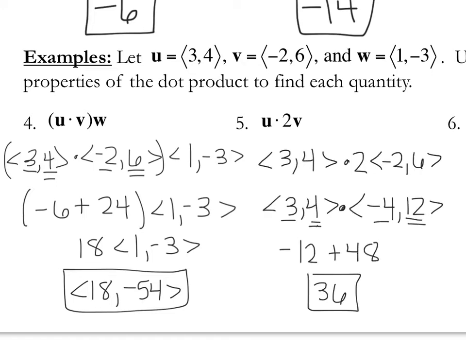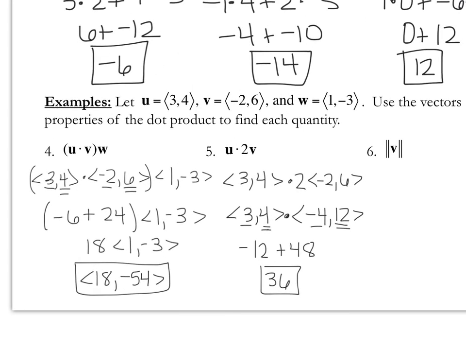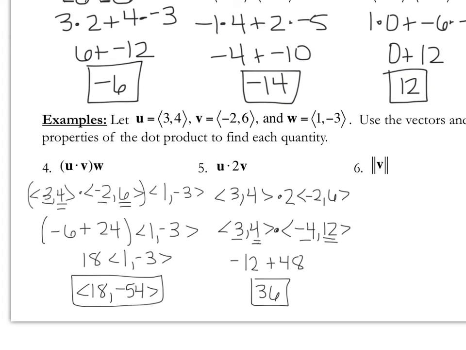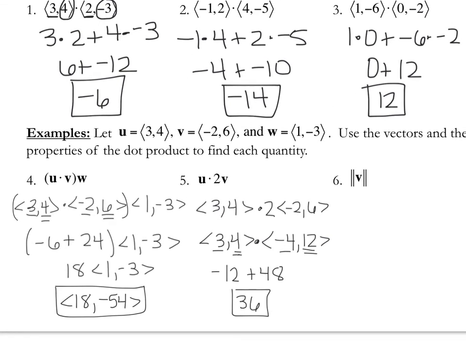If you wanted to check, we could have actually done the dot product of the two vectors first, and then multiplied that answer by 2, and we would still also get 36 as the answer. So the order doesn't matter because it is multiplication. Alright, the last one is asking you for the magnitude. So remember that those symbols mean magnitude.